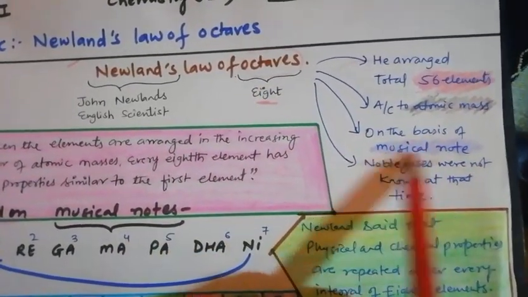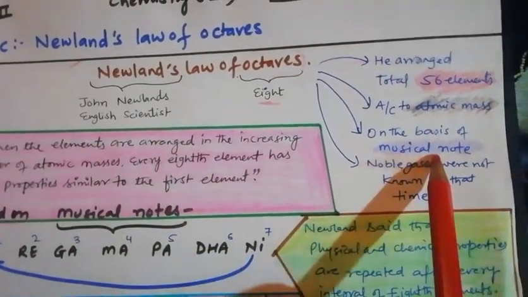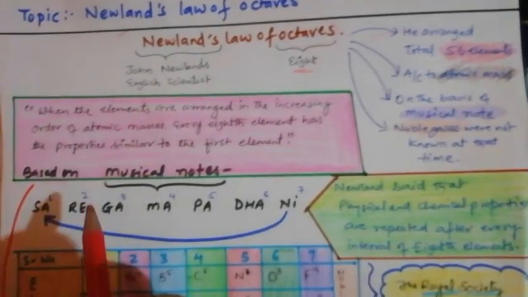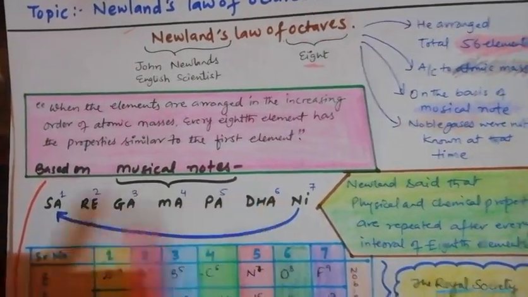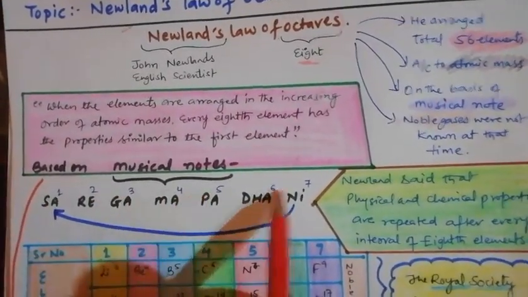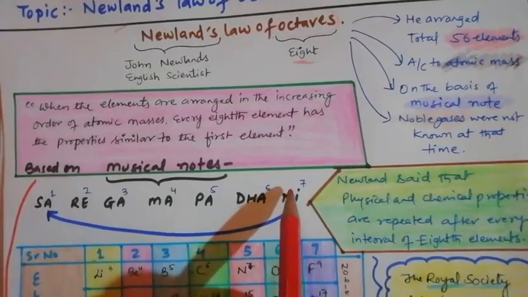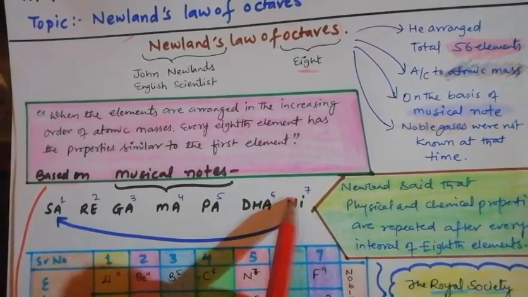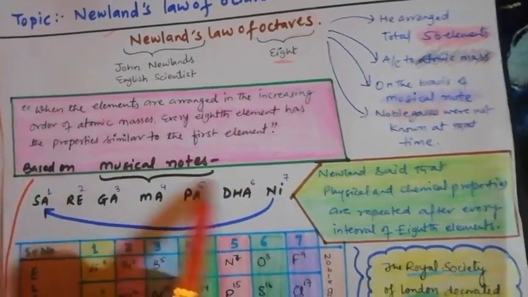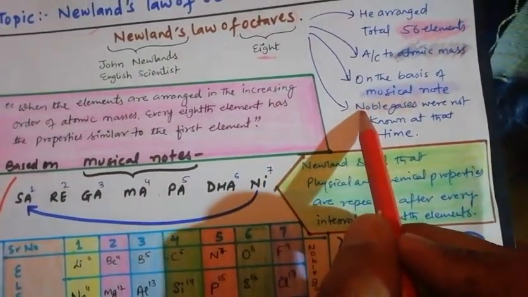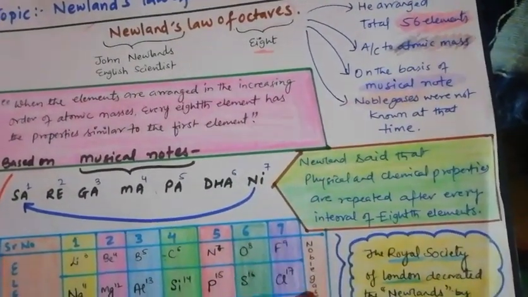His classification was on the basis of musical notes. Those students who are music lovers know there are 7 notes in music: sa, re, ga, ma, pa, dha, ni. After ni, again we see sa, re, ga, ma, pa, dha, ni. So every 8th note comes the same. If you start from re, again the 8th note is the same. So this is a common relationship, and he used this relation in the elements also. At that time noble gases were not discovered, so he has not given any idea about noble gases.